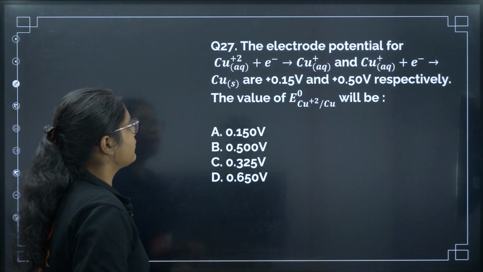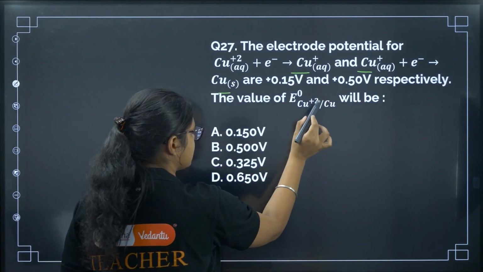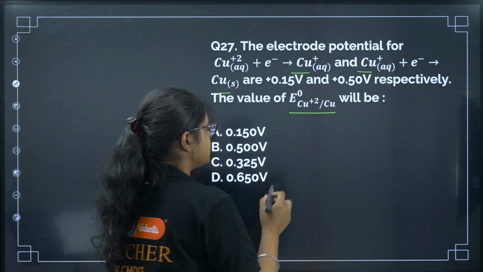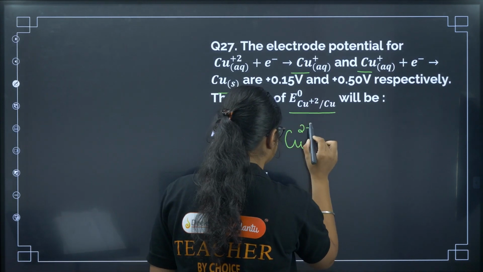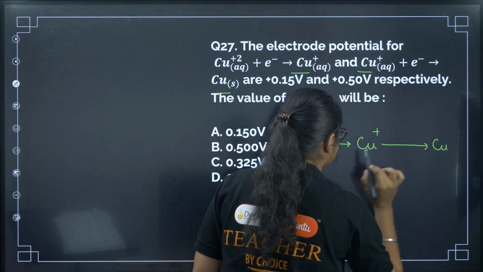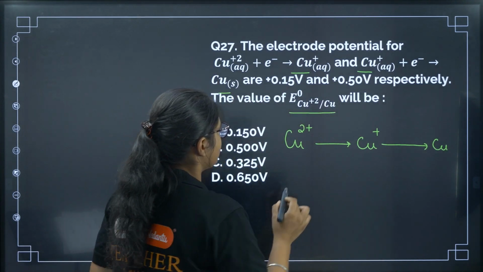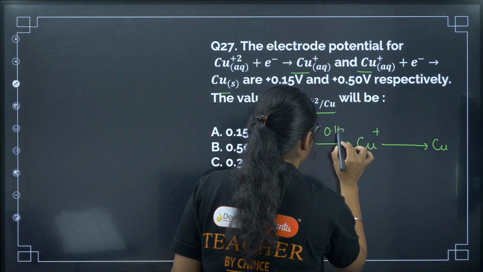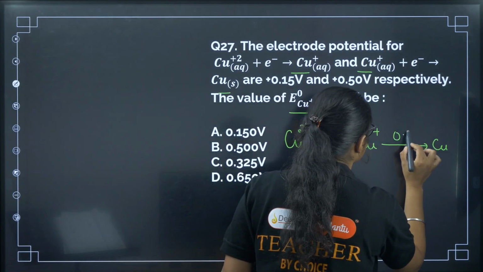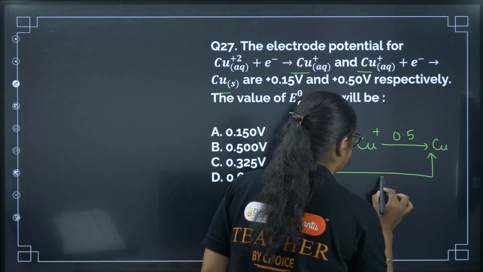Next, the electrode potentials of Cu2+ to Cu+ and Cu+ to Cu are given. You have to calculate for Cu2+ to Cu. So you can do this question easily using your Latimer diagram. Cu2+ to Cu+ and Cu+ to Cu. Now this value is given to you as 0.15 volt, and this value, Cu+ to Cu, is given as 0.5 volt. Now if you see here, this value we have to calculate.